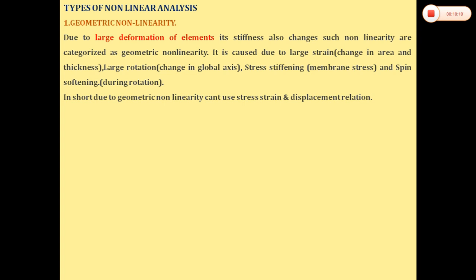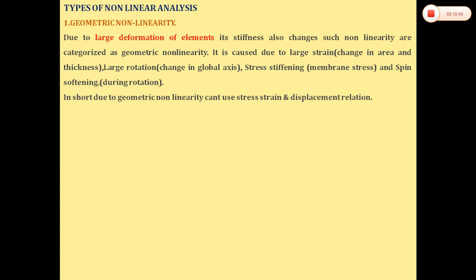What is meant by stiffness? Stiffness means it is changing its property. If we apply the load and due to which we get a very large deformation, then that stiffness property of regaining its original shape will disappear, means it will have a large strain value. See what it is saying.